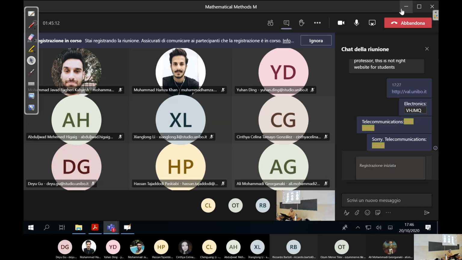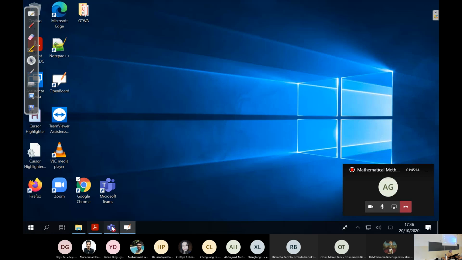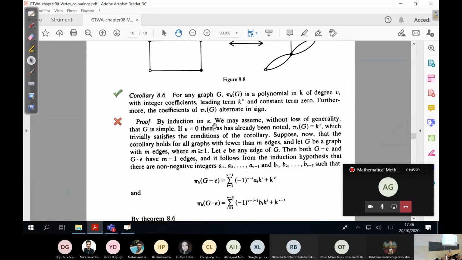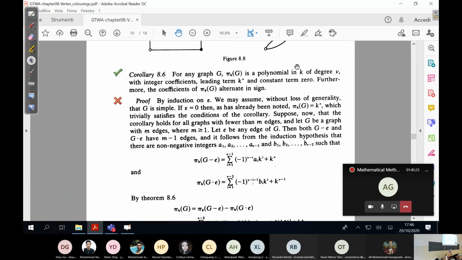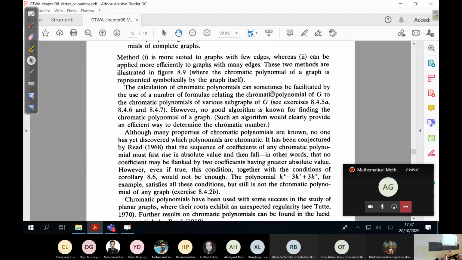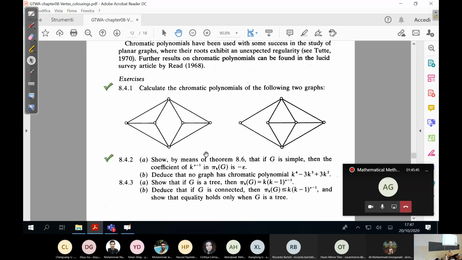Okay, it has started. So now let's see. Again, you have this thing: it is a polynomial of degree n, the number of vertices, with leading term k raised to the power n, constant term 0, and coefficients that alternate in sign. Also, the coefficient of k raised to n minus 1 is minus epsilon, minus the number of edges.